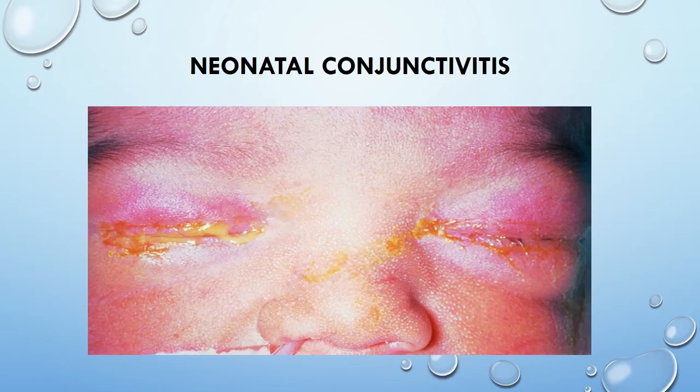Signs. The type of discharge varies according to the underlying cause. Severe eyelid edema occurs in gonococcal infection. Eyelid and periocular vesicles may occur in herpes simplex virus infection. Keratitis may occur in gonococcal or herpes simplex virus infection. Treatment is with systemic and topical antibiotics, with need for specialist advice.